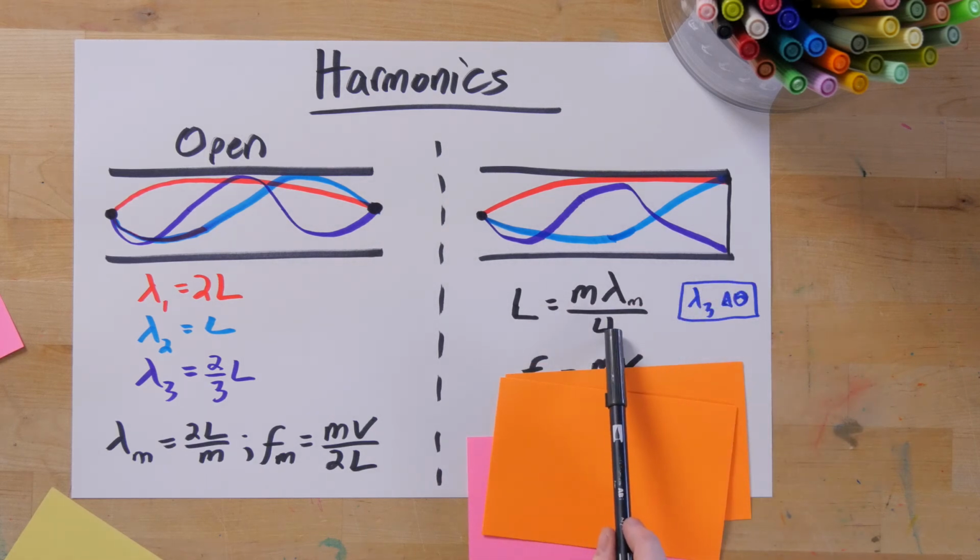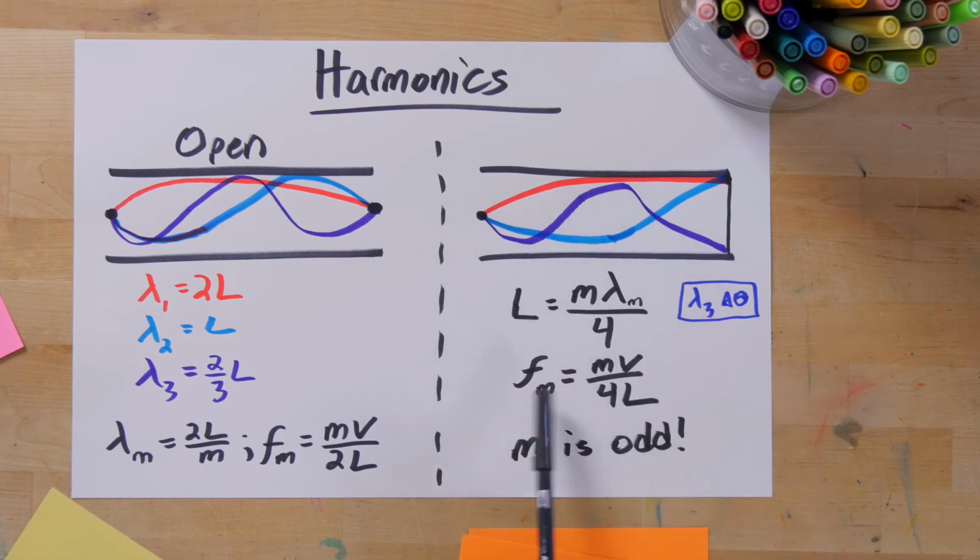Now, again, let's represent this in terms of frequency, and we can see that the frequencies available to a closed-end tube are f = mv/4L. Now here, what's really important is that m has to be odd. We're only allowed the odd frequencies in a closed-end system.